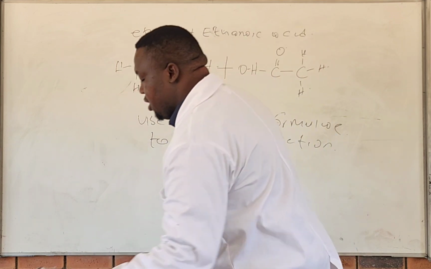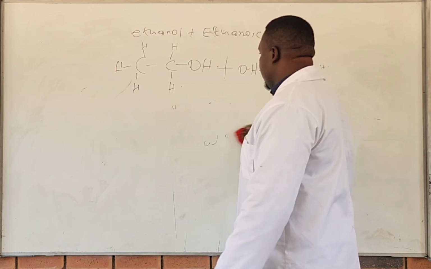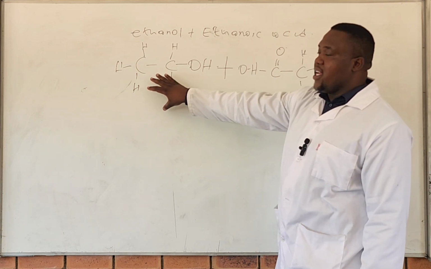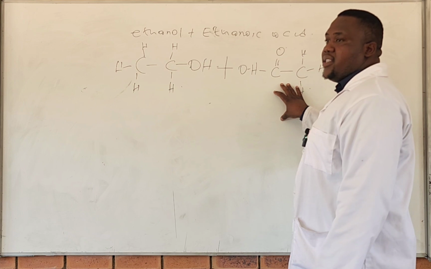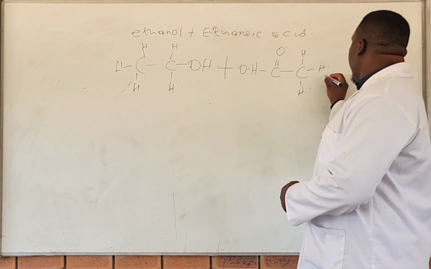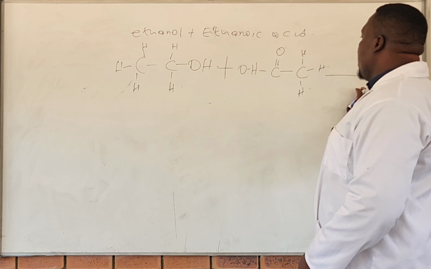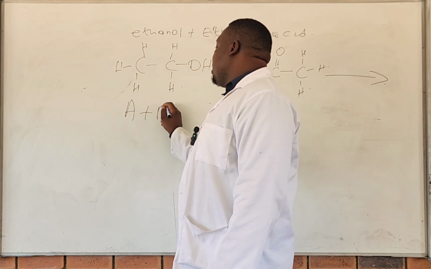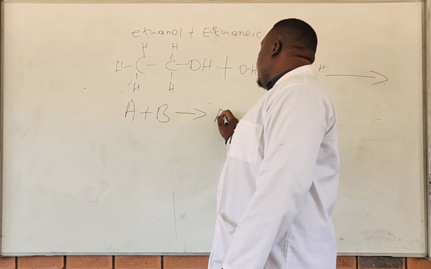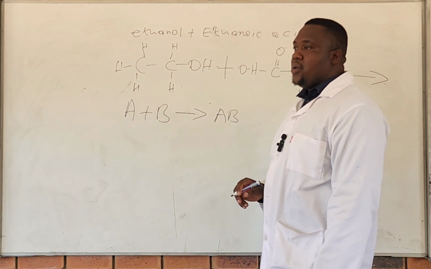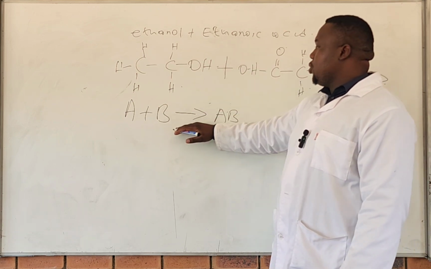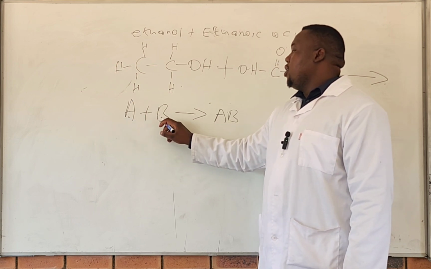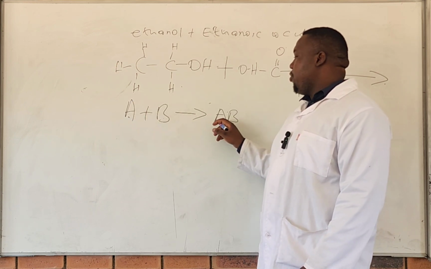So ladies and gentlemen, let me demonstrate to you the esterification process using this. Here is our esterification process. We are reacting ethanol and ethanoic acid. Then we need to draw an arrow. I no longer have space. I'm going to complete my arrow here. What we are doing is like when we react A plus B and it forms AB. So we are just using structural formula to do the same thing. We are reacting alcohol and carboxylic acid to form an ester.